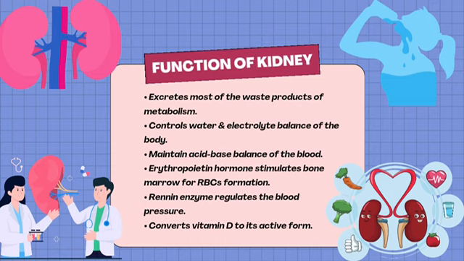This balance is crucial for enzymes and cellular processes to function correctly. Next, the kidney produces renin, an enzyme that helps regulate blood pressure. Renin activates a pathway to constrict blood vessels or retain sodium and water, increasing blood pressure when needed. And the last one is activation of vitamin D. So the kidney converts inactive vitamin D into its active form.